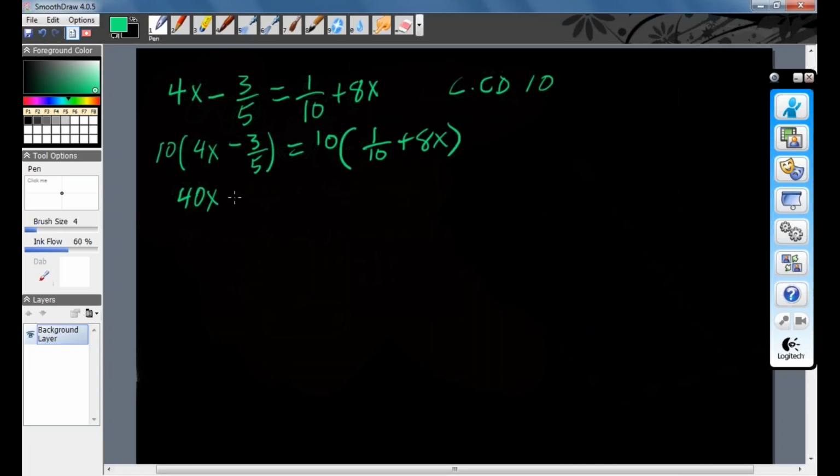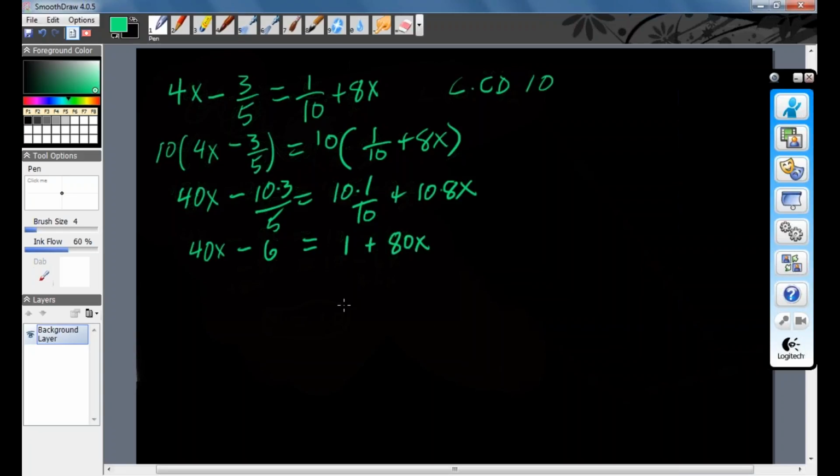So this will be a 40x minus 10 times 3 over 5 and a 10 times 1 over 10 plus a 10 times 8x. This will become 40x minus 6. This is 30 over 5. And this is 10 over 10, which is 1, plus 80x. Okay, so then minus a 40x, I'll decide to put the x's on the right. So I have negative 6 is 1 plus 40x.